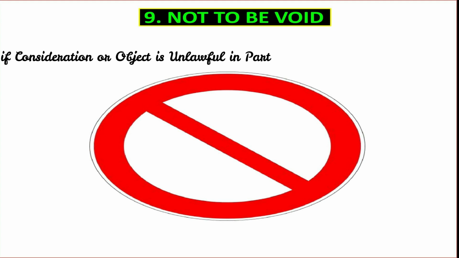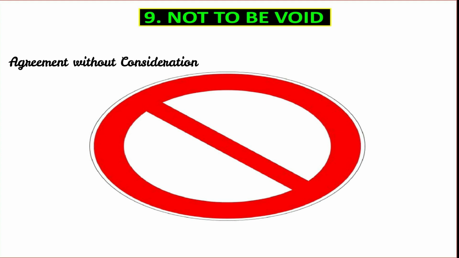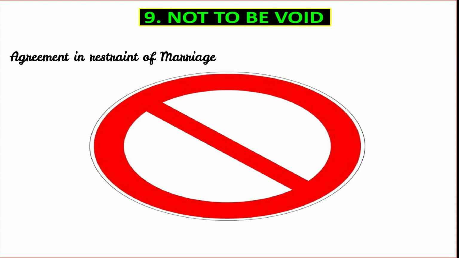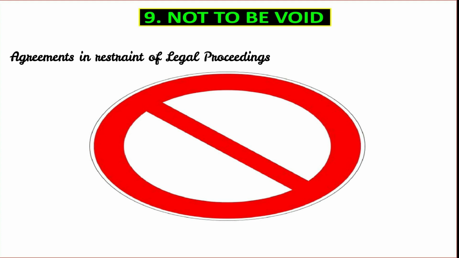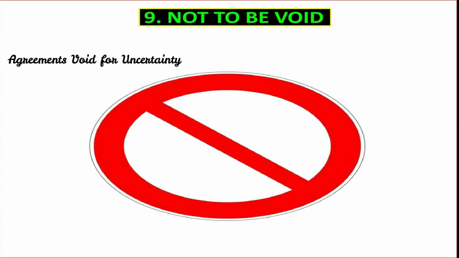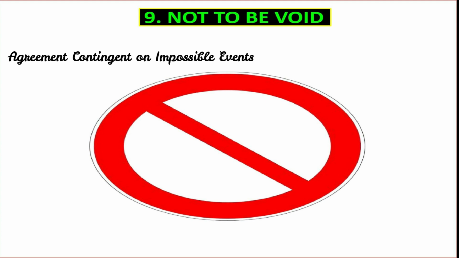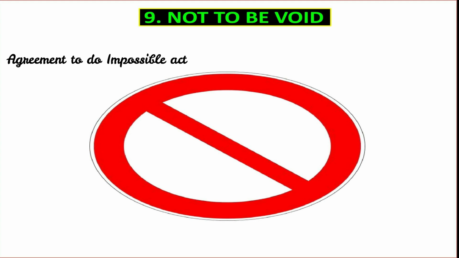The following agreements have been declared void. Number 1, common mistake of fact. Number 2, agreements void if consideration or object is unlawful in part. Number 3, agreement without consideration. Number 4, agreement in restraint of marriage. Number 5, agreement in restraint of trade. Number 6, agreement in restraint of legal proceedings. Number 7, agreements void for uncertainty. Number 8, agreements by way of wager. Number 9, agreements contingent on impossible events. And number 10, agreements to do impossible acts.